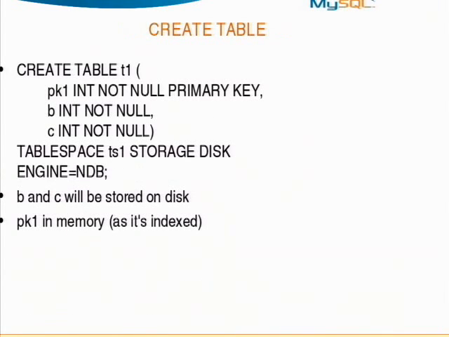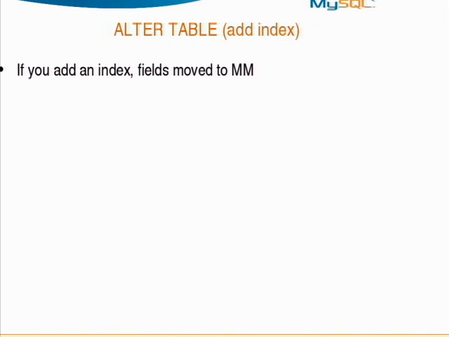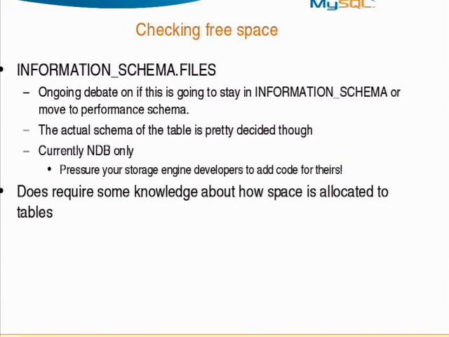So how do you create a table that stores things on disk? If we create table here, we have a primary key and two unindexed columns. We also say which tablespace we want to store it on. We say storage disk, so it's going onto disk. The B and C columns here will be stored on disk, and the primary key, P key 1, will be in memory as it's an indexed column. If you alter table to add an index, those fields are going to have to be moved to main memory as well.